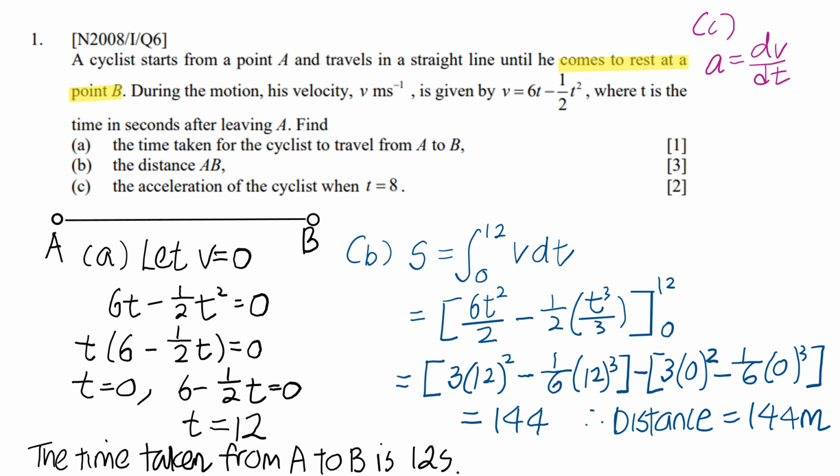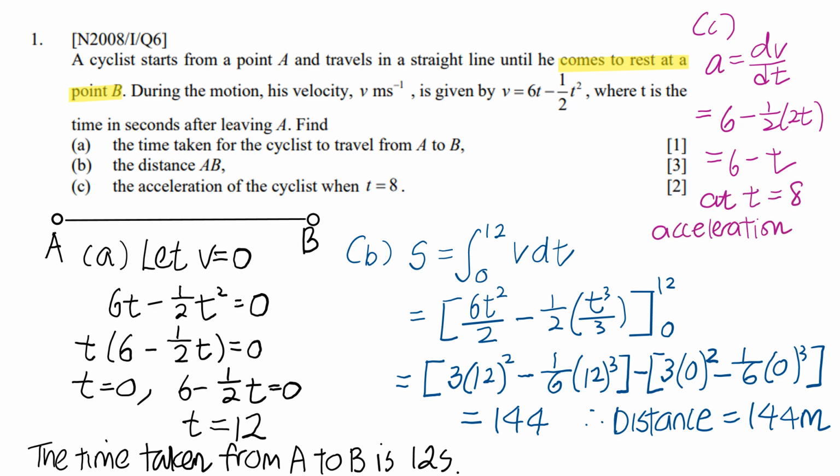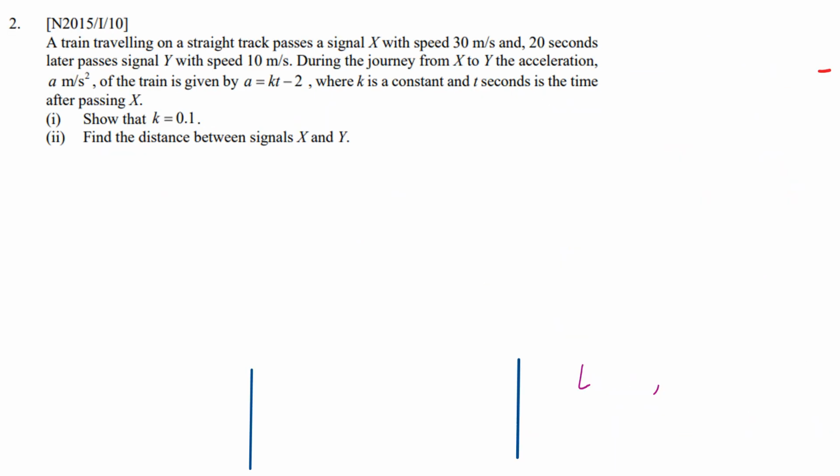If you differentiate 6t, you get 6. Differentiate t squared, you get 2t. So you end up getting 6 minus t for acceleration. And you substitute t to be 8. So the acceleration will be negative 2 meters per second squared. So this is how you do this question. Right, let's look at the next question.